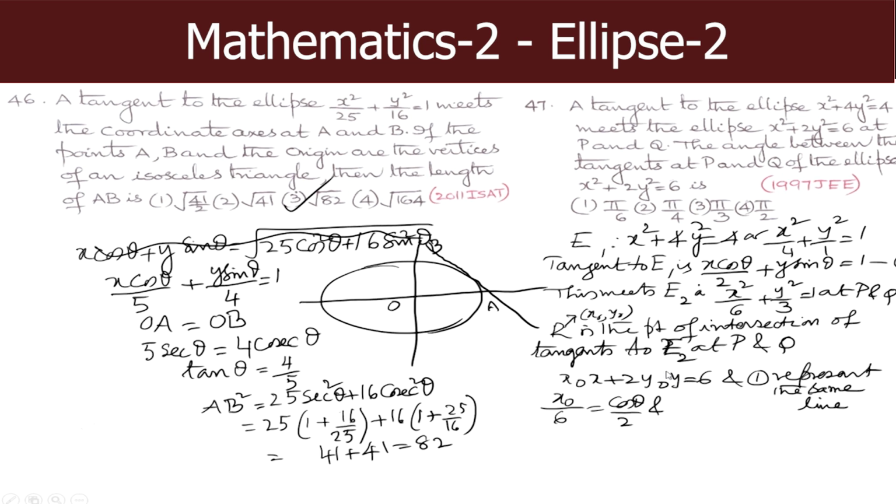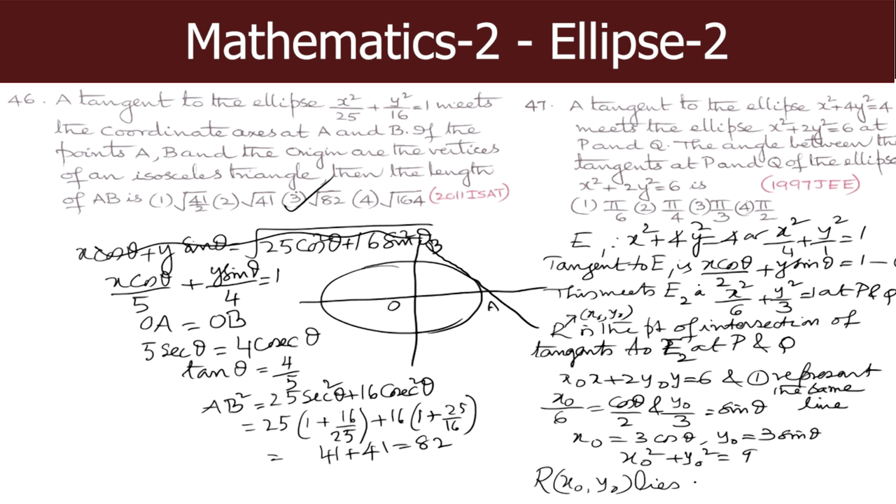and 2 y naught by 6, that is y naught by 3, is equal to sin theta. That means x naught equals 3 cos theta and y naught equals 3 sin theta. So that x naught square plus y naught square equals 9. So x naught, y naught lies on the circle x square plus y square equal to 9.